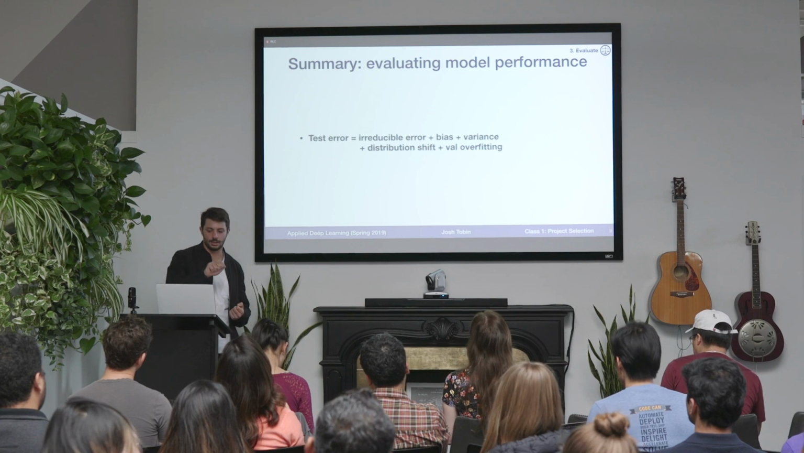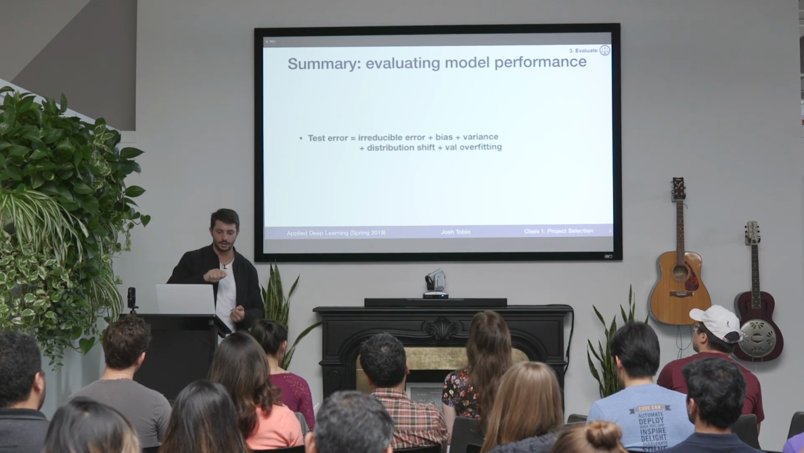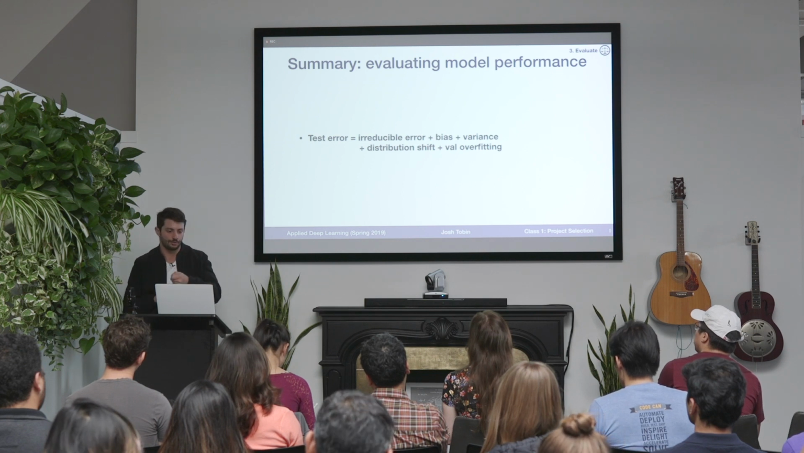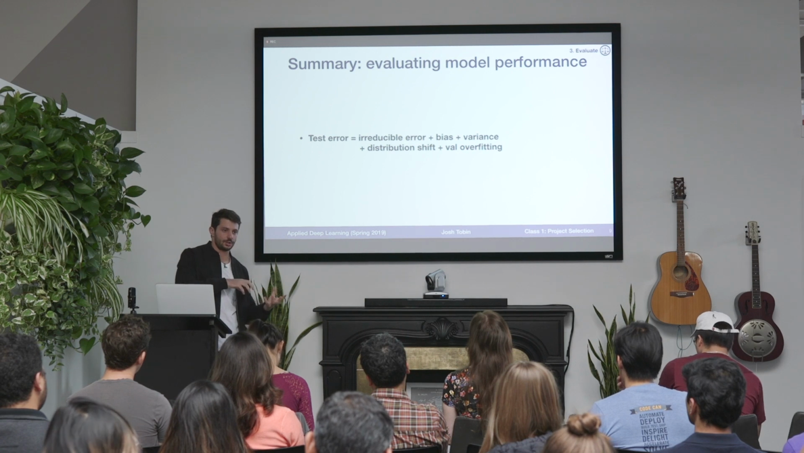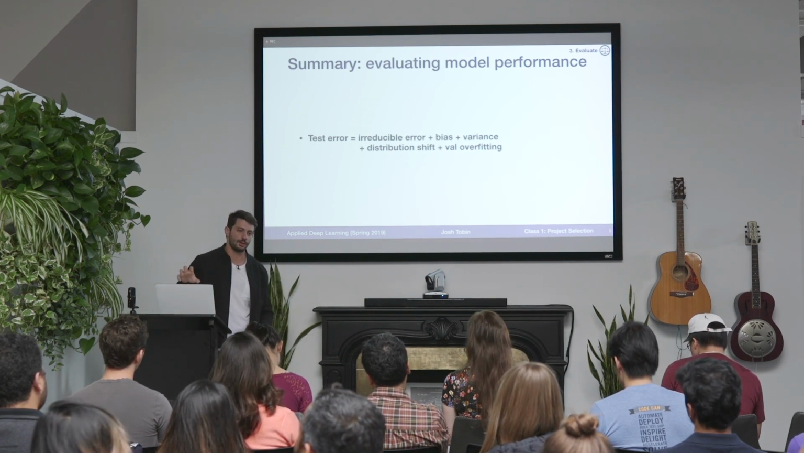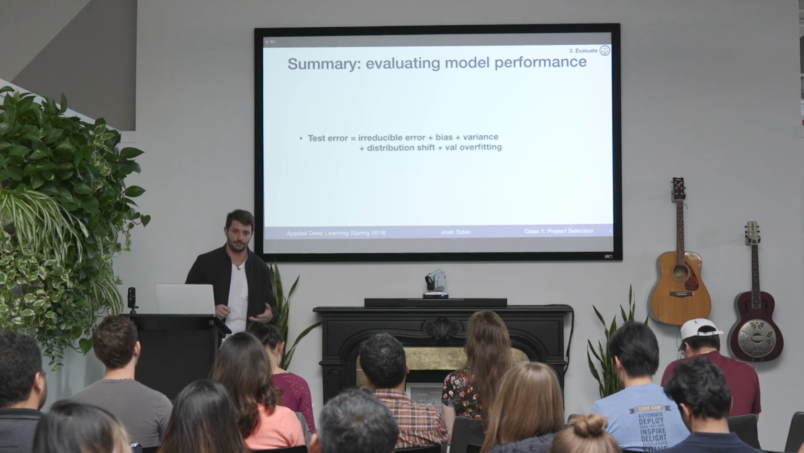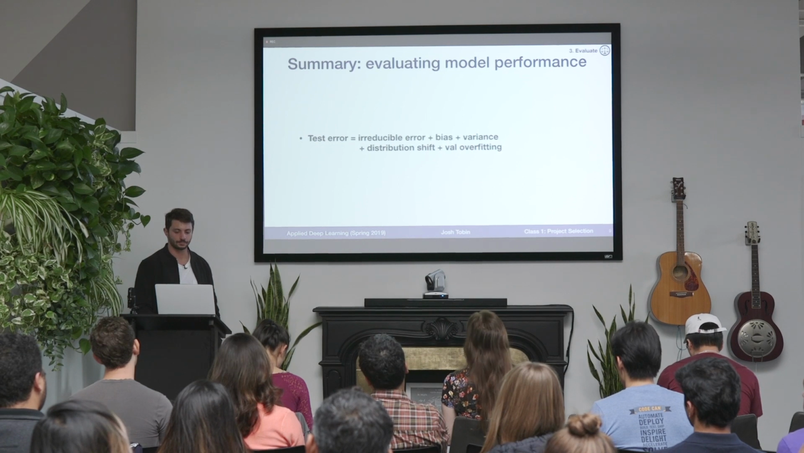And then on top of that is bias, which is how much you're underfitting your data set. Variance, which is how much you're overfitting your data set. Distribution shift, which tells you how far apart your training and test distributions are. And then finally, overfitting to your validation set, which can happen if you optimize hyperparameters on your validation set too many times.